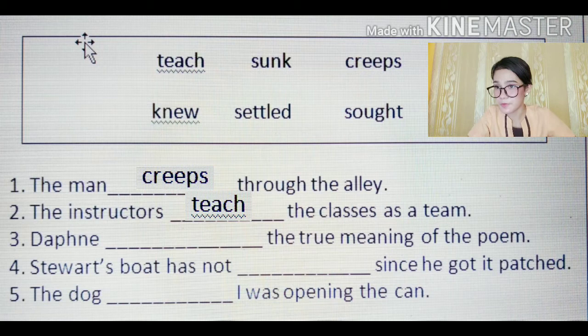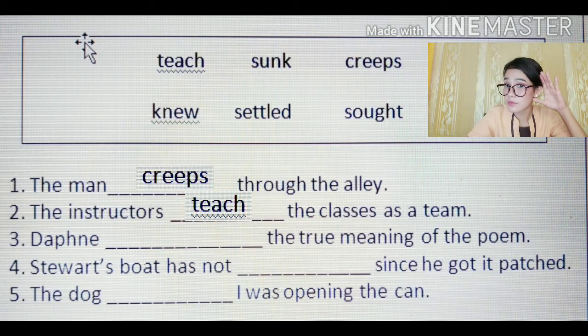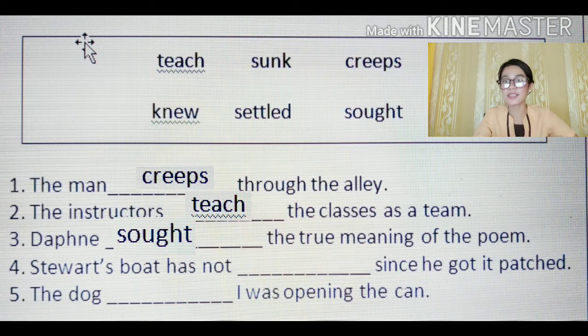Number 3. Daphne blank the true meaning of the poem. What's the answer? Yes, very good. Sought. So the answer is sought. Daphne sought the true meaning of the poem.